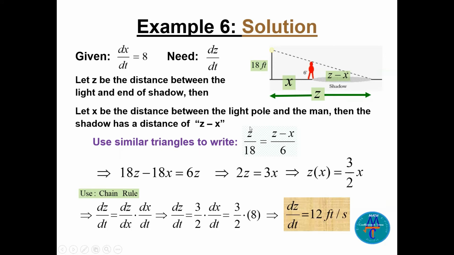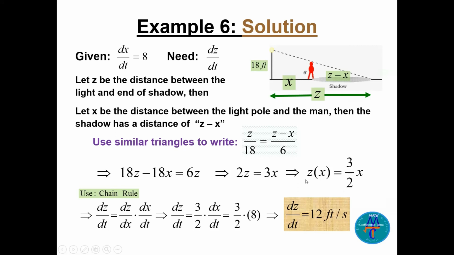Let's take now similar triangles. So we make the small triangle here, and this is a big triangle there. And we make the ratio, Z in the big triangle divided by 18, equals Z minus X divided by the 6 here. That's the ratio in the similar triangles. Cross multiply, 18Z minus 18X is equal to 6Z. Take 6Z on the other side and take 18 on the other side. You will get 2Z is equal to 3X. So we have a function Z of X is equal to 3 over 2 X.